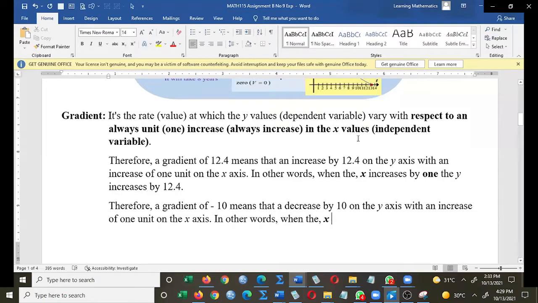Decreases. With respect to one, let's go back up there. When the x increases, x and y up there. Right. With respect to one, always when the x increases, the y decreases. When you're talking about the x, always an increase. In other words, when the x increases by 1, what is happening to the y?